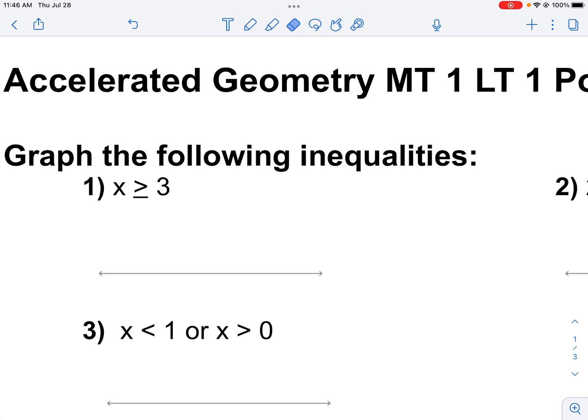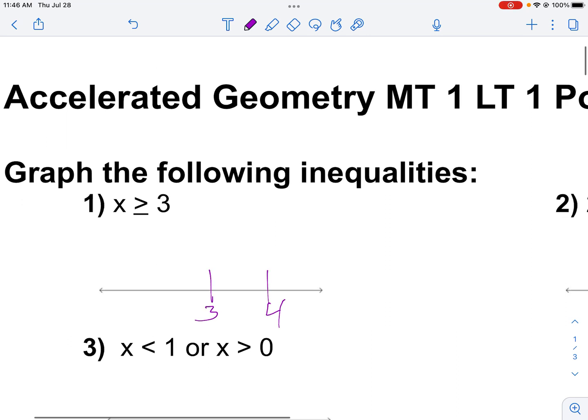Hey, this is a quick review of your entrance ticket for your first lesson. We want to graph x is greater than or equal to 3. So on the number line, I have to have a 3. Now it's nice to have a number to the left and a number to the right, but you don't have to.